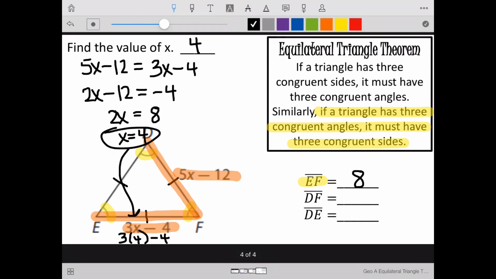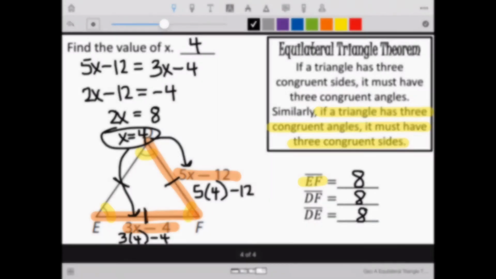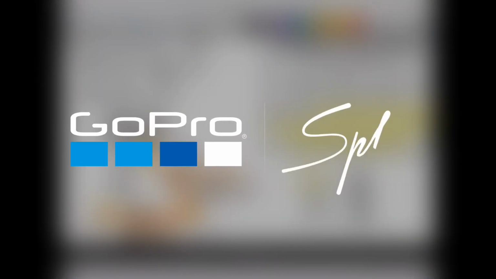Now let's find the value of DF. Plug this in. 5 times 4 minus 12. Also makes 8. Oh yeah, well that's a good thing because remember we said that this was going to be an equilateral triangle. So these two sides got to be the same. And DE also has to be 8 because it's an equilateral triangle. Pretty darn neat, huh?